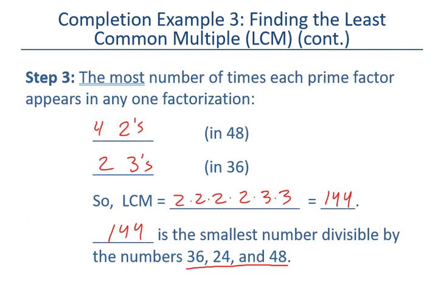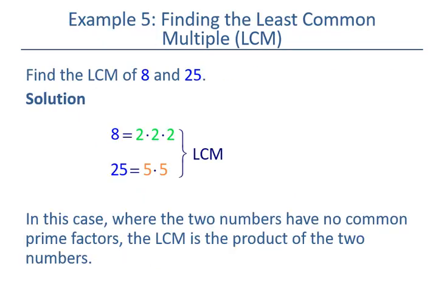So let's continue on. Find the LCM of 8 and 25. Notice we've already done the prime factorization of 8, and we've already done the prime factorization of 25. Notice in this case where the two numbers have no common prime factors, the LCM is the product of the two numbers, which basically is saying we're going to multiply all of this by all of this, or we would just multiply those together.